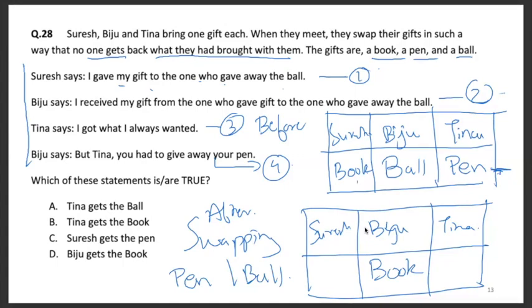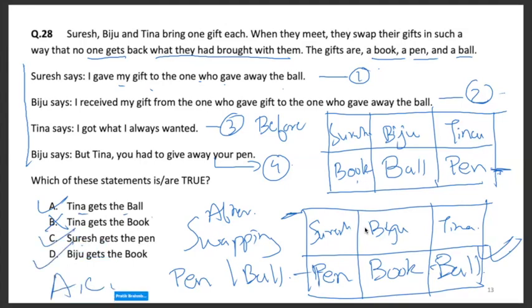So it's not possible, which means Suresh has to get the pen and Tina has to get the ball. So this has to be correct. Now, after the swapping, when I compare all the statements together, Tina gets the ball is correct. Tina gets the book is wrong. Suresh gets the pen is correct and Biju gets the book is also correct. So the correct answer is A, C, and D.